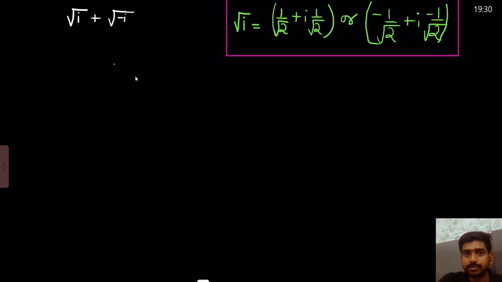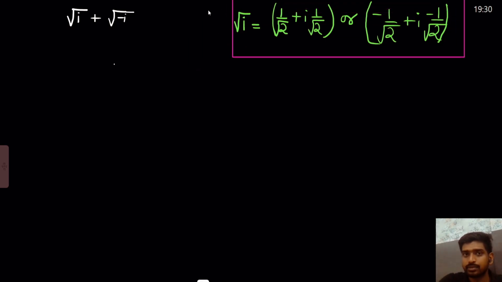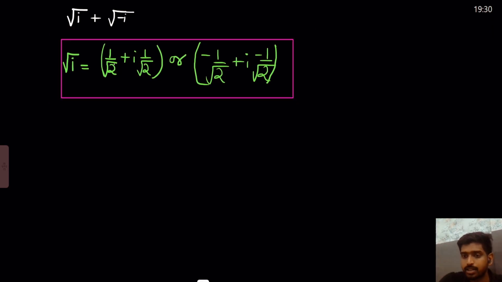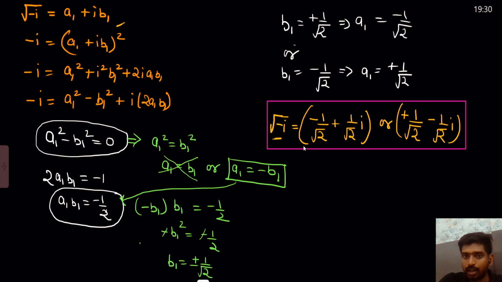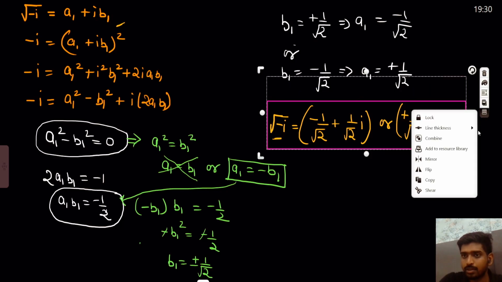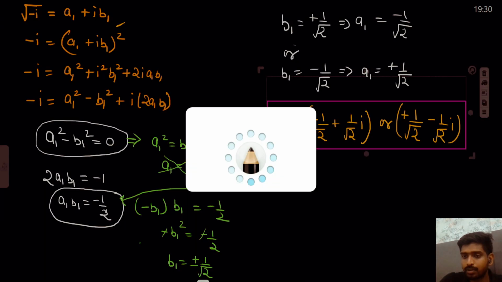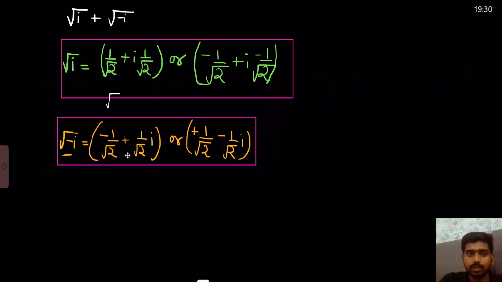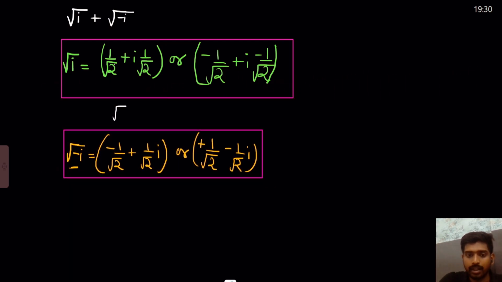First of all, tell me what value of under root of iota we got. The value of under root of iota we got is this. And what is the value of under root of minus iota we got? Under root of minus iota we got this. I will copy this also at one place. This is the value of under root of minus iota.